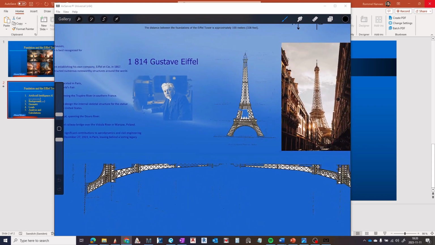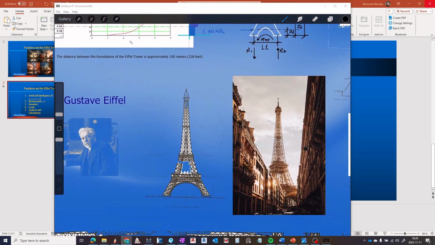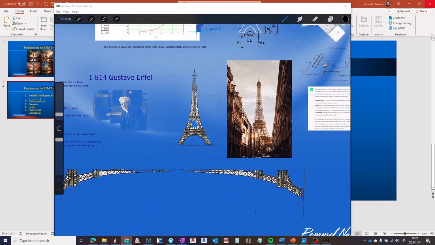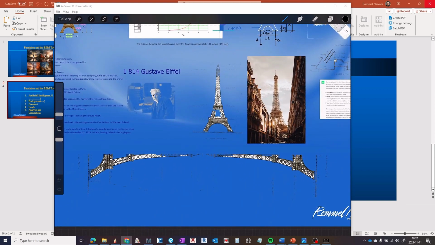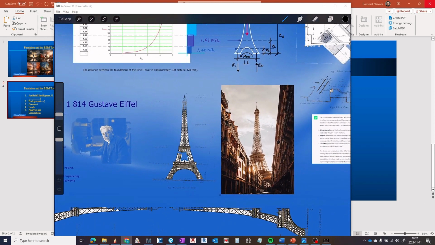So as you see here, we have a section. The only thing that I made was to take this to explain the Eiffel Tower and divide it in two, to show you the idea that he got: if you have a bridge, you can put it together and you can make a tower. That was the main idea, and he did it.